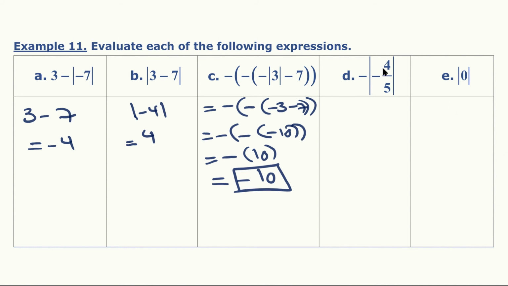Alright, so here we'll go ahead and take care of the absolute value of -4/5, which is 4/5, and multiply it by -1, so we end up with -4/5.